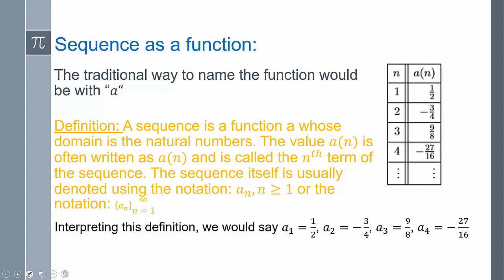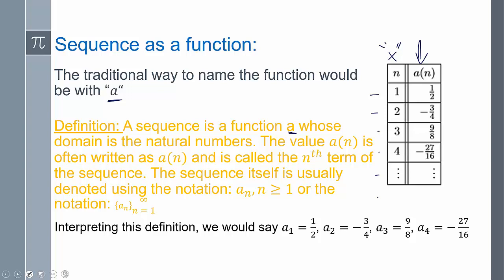So looking at our function here, the traditional way that we name this is with a. So that's why we're going to have this a sub n here. But now notice, if these are my supposed x values, 1, 2, 3, 4, 5, 6, the ... just means they go on forever. And so the definition of this is going to be a sequence is a function a, whose domain is the natural numbers, and the value a of n is often written as a sub n, so that we can write it as that function.